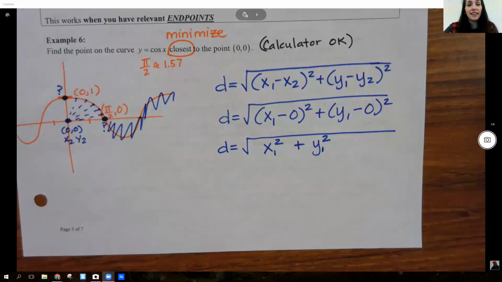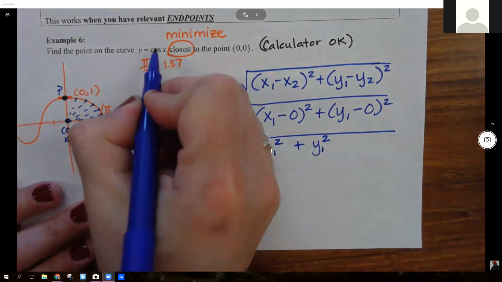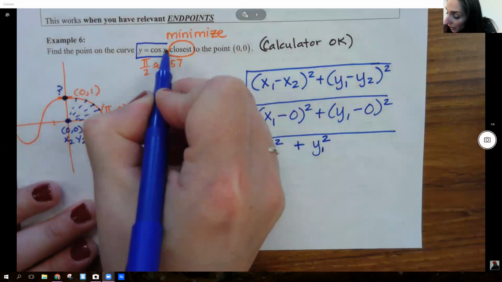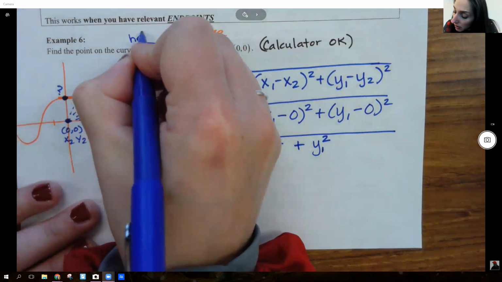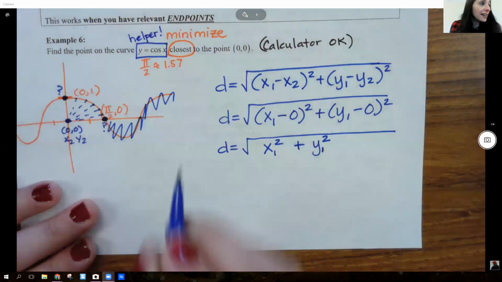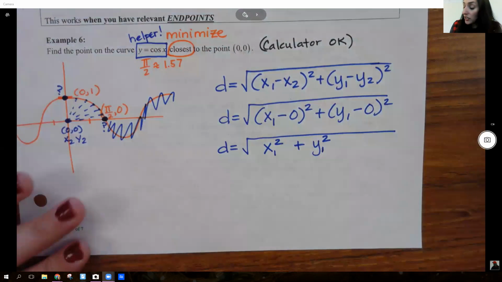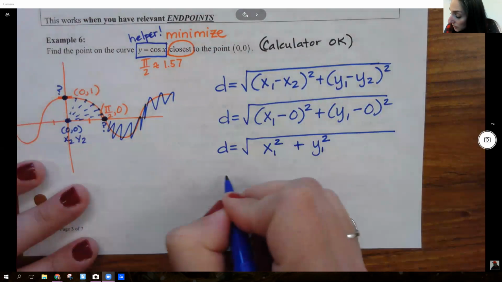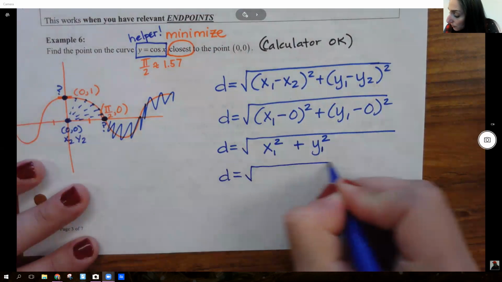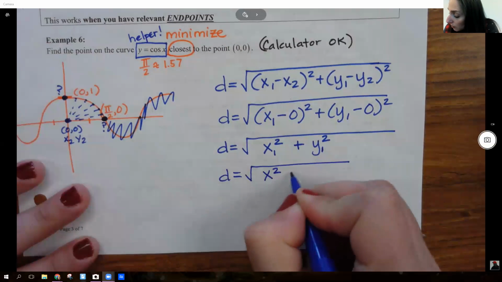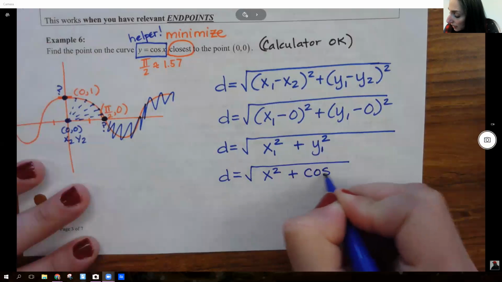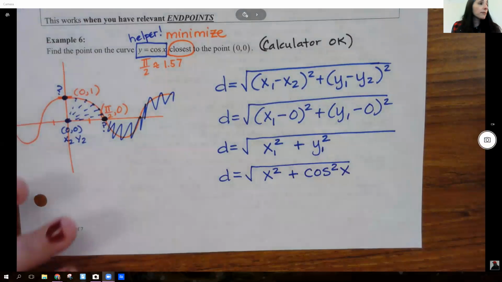So what do I do now? Replace the y with cosine x. Yeah, very good. So here's your other equation that is your helper. They kind of just snuck it in there in the directions. So yeah, d equals the square root of x squared plus cosine squared x, like that.